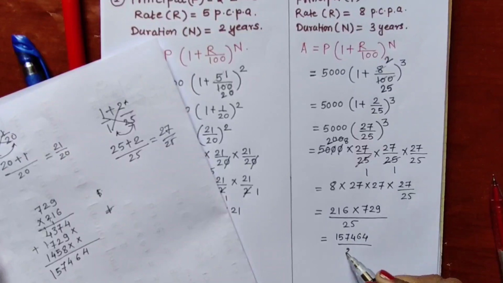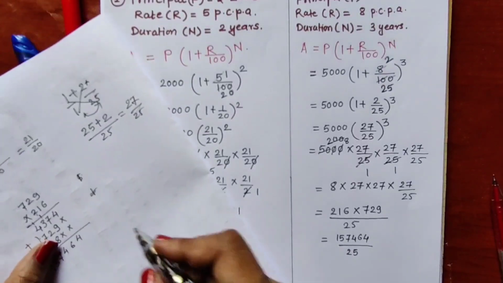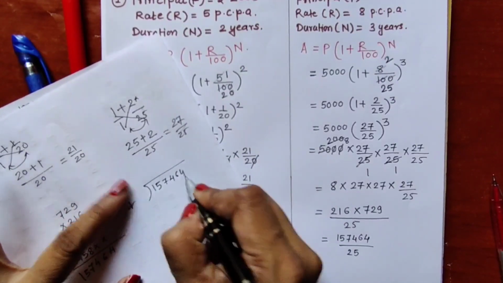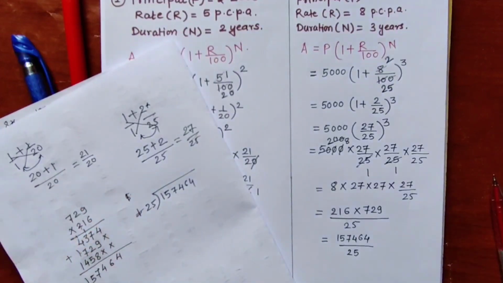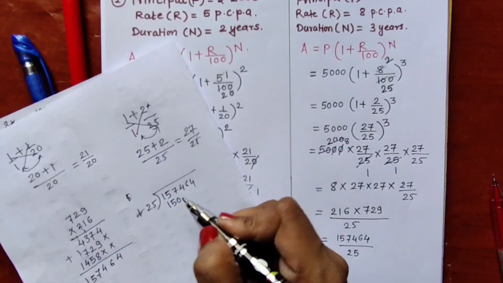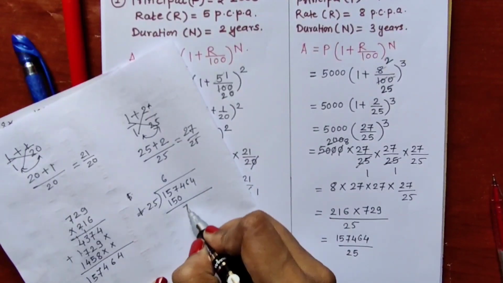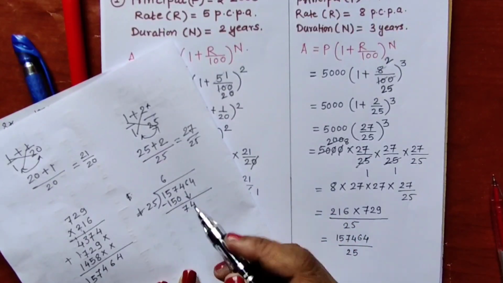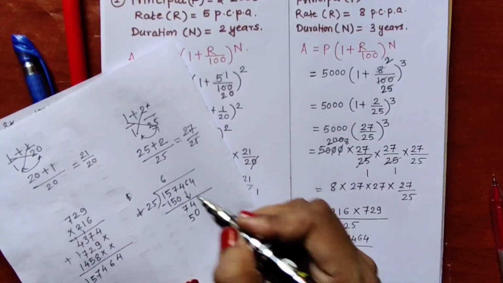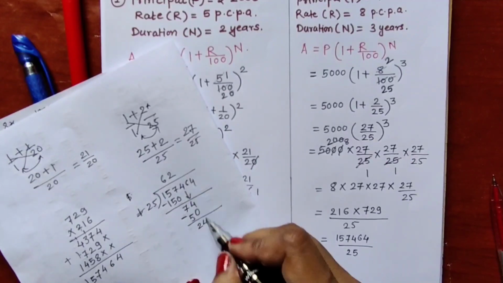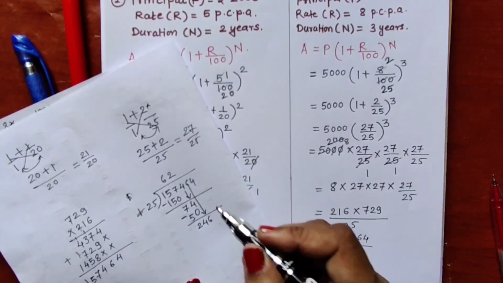157,464 divided by 25. Now here we have to do division. 157,464 divided by 25. 25 6s are 150, correct? Now subtract, write 7, then below this we write 4. 25 2s are 50, correct? Now when we subtract this, we will be getting 24, and then we write below this 6.